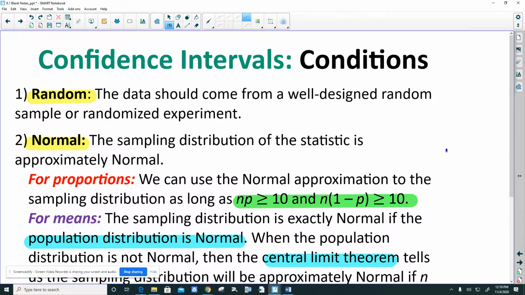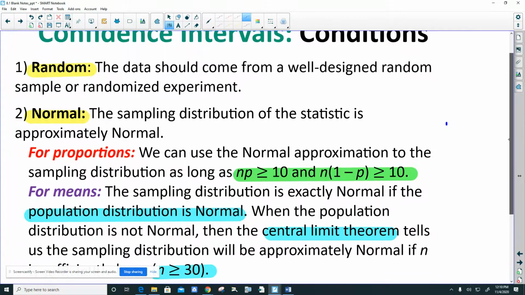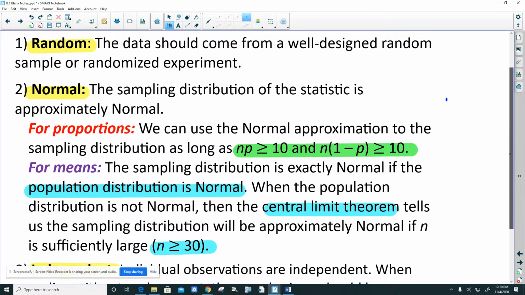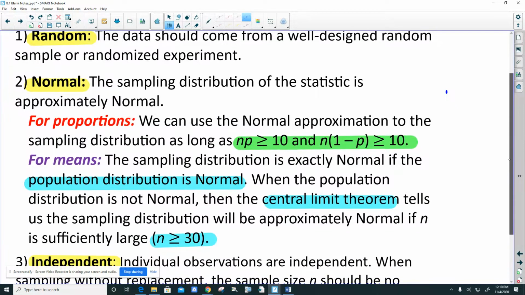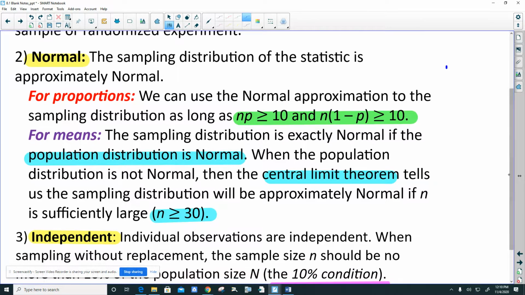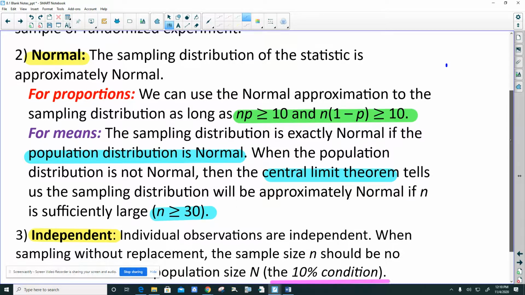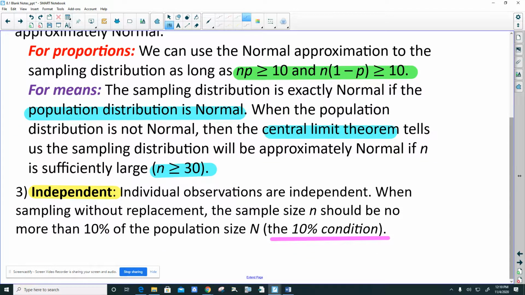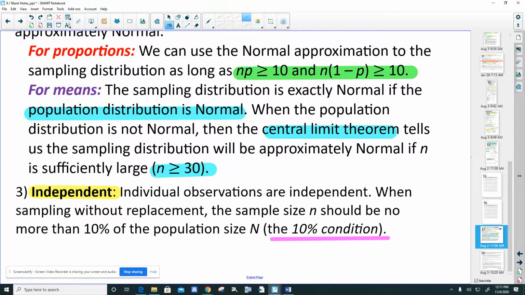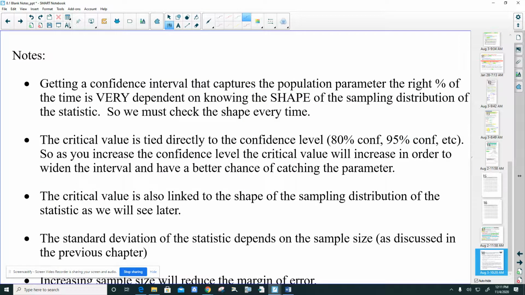Okay, on this page, this is just a summary of the conditions for confidence intervals. We know that we have to check off that the data came randomly from a random sample. Okay, here are our conditions for normality. Proportions, if it's a proportion problem, we have to do the large counts condition. If it's a problem about means, we either need to be told that the population distribution was normal, or we can cite the central limit theorem if our sample size is greater than or equal to 30. And finally, the independence condition would be something that would be met if we were able to show the 10% condition.